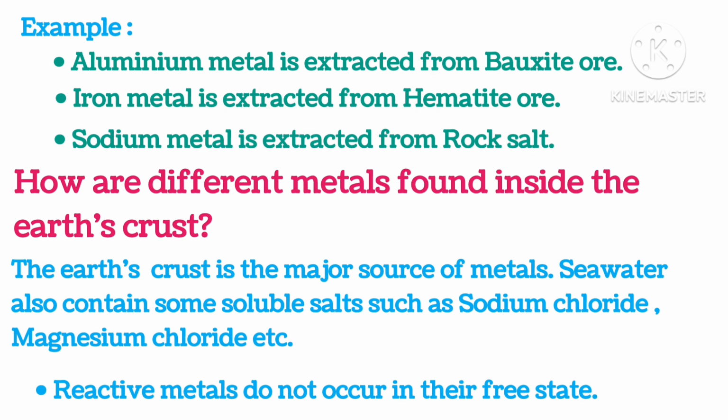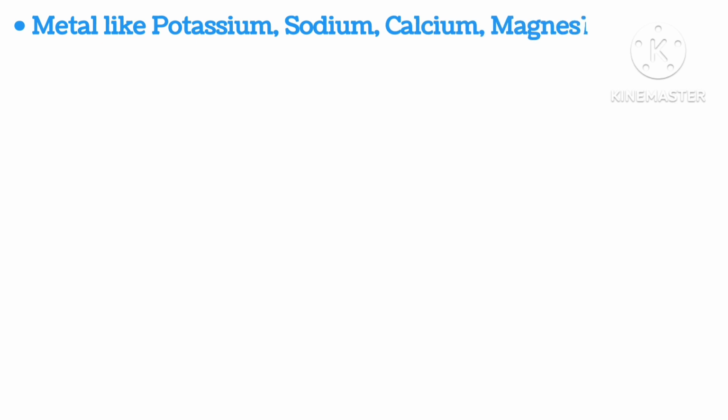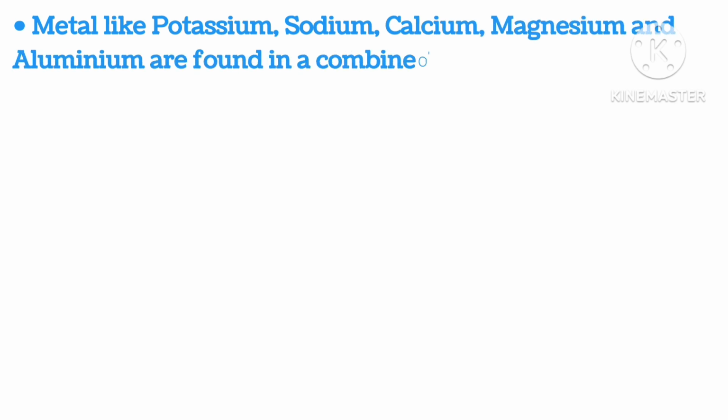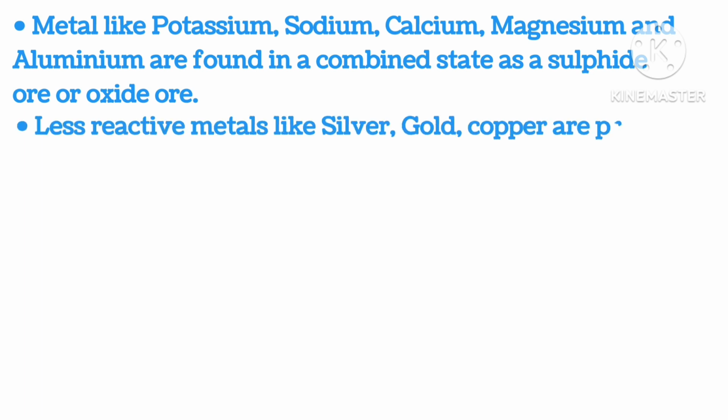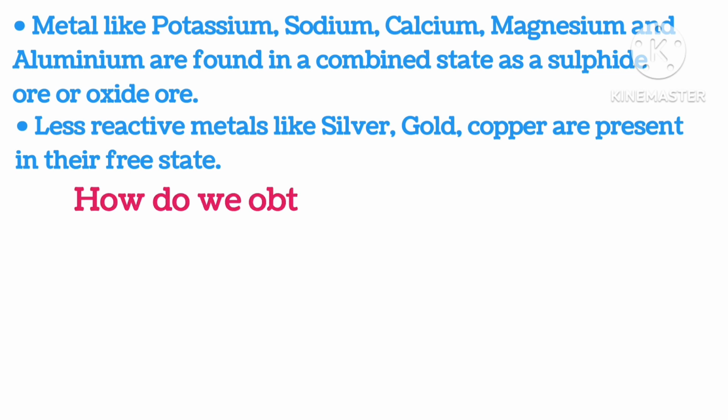Reactive metals do not occur in their free state. Metals like potassium, sodium, calcium, magnesium, aluminium are found in combined state as sulfide ore or oxide ore. Less reactive metals like silver, gold, copper are present in their free state.